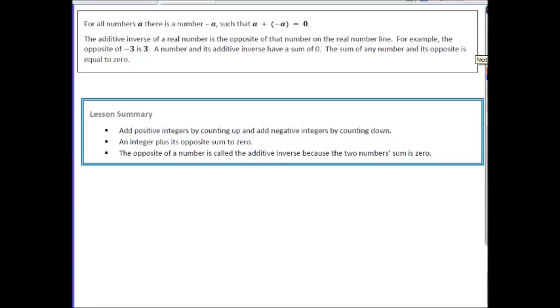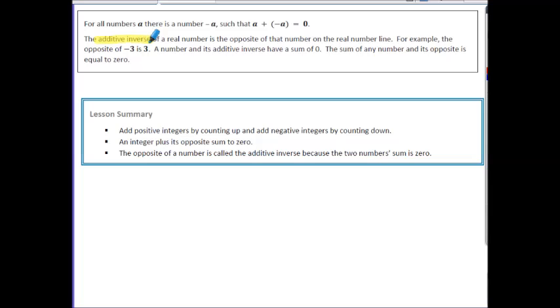So basically what we've been talking about here and showing on the number line is opposites. So for all numbers A, there is a number -A such that when you add them together, they're going to have a value of 0. This is called an additive inverse, and we're going to highlight this. This is really important vocabulary. The additive inverse of a real number is the opposite of that number on the real number line. For example, the opposite of -3 is 3. A number and its additive inverse will always have a sum of 0, and the sum of any number and its opposite is equal to 0.